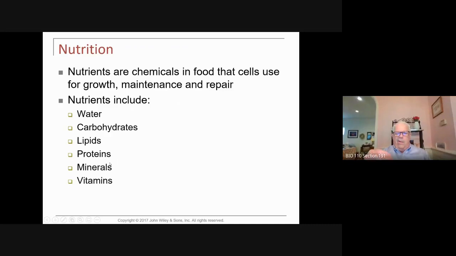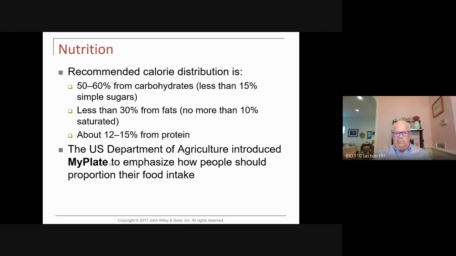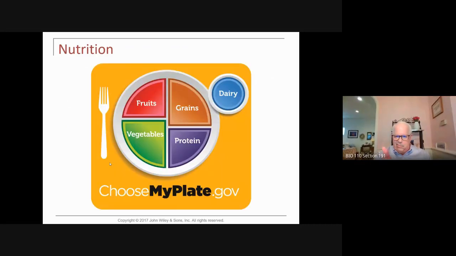Okay? There is a good review in this lecture. Okay? And the review is actually this slide. There it is. ChooseMyPlate.gov. This is the substances other than water that you need for survival.